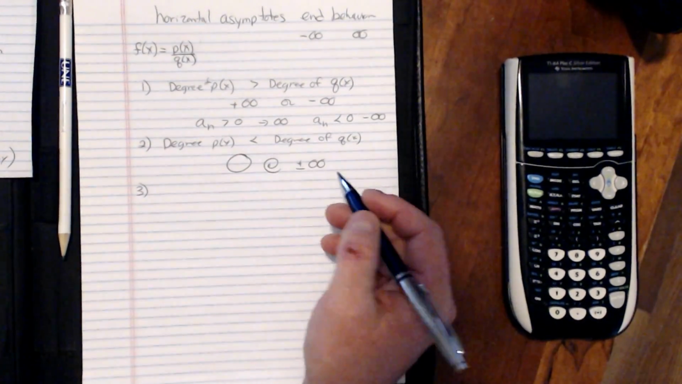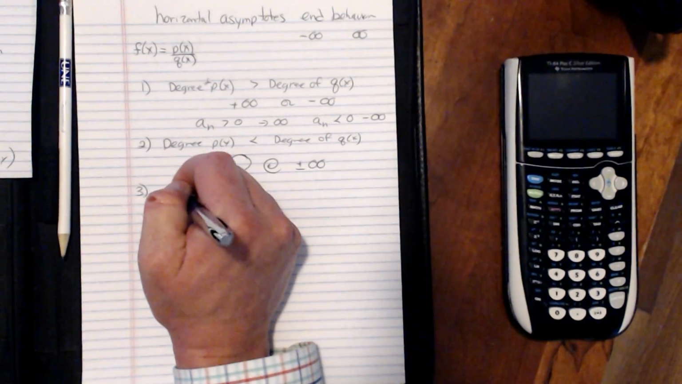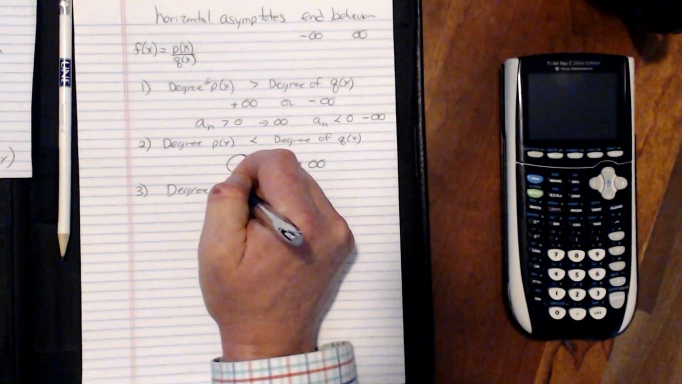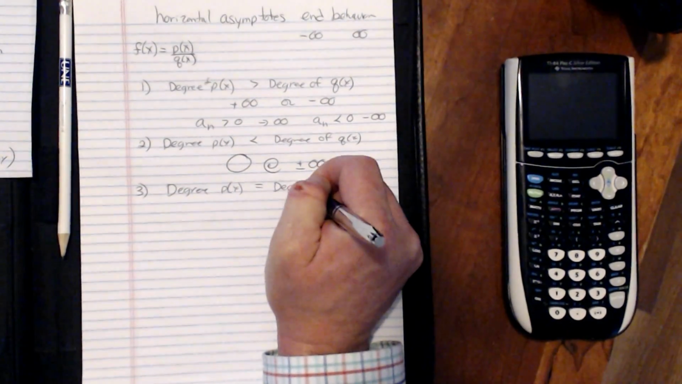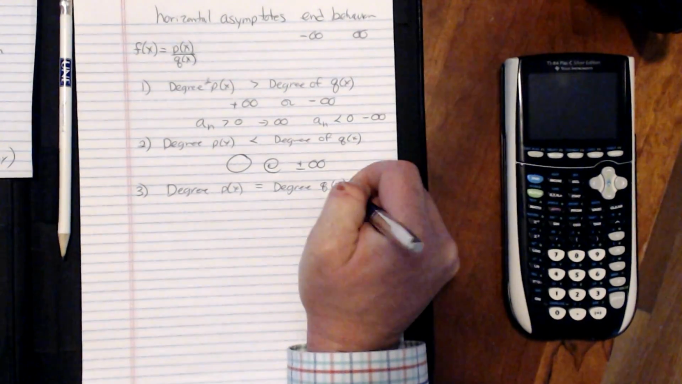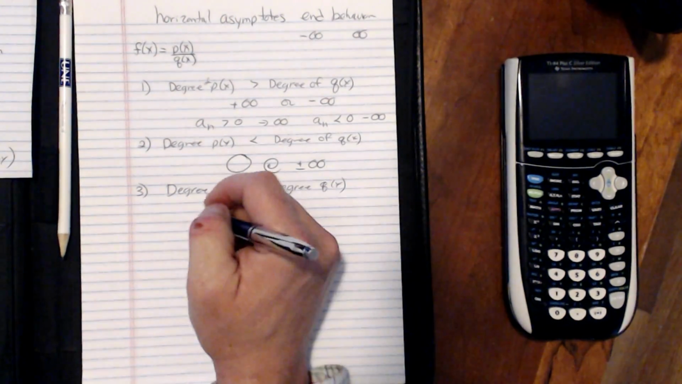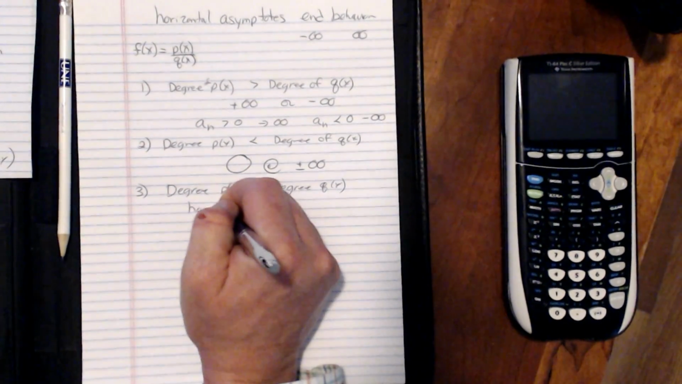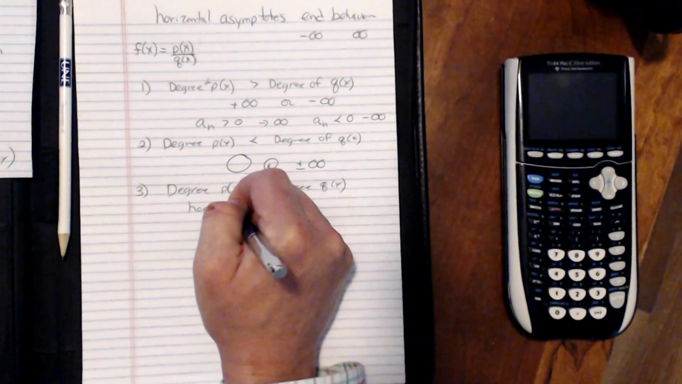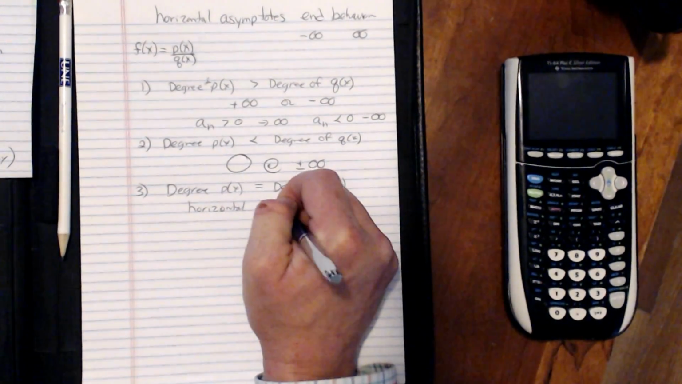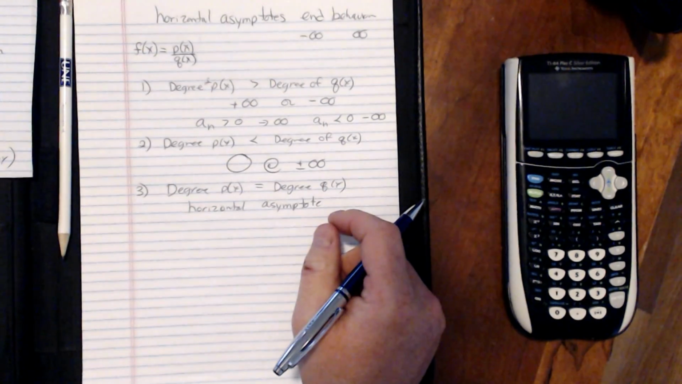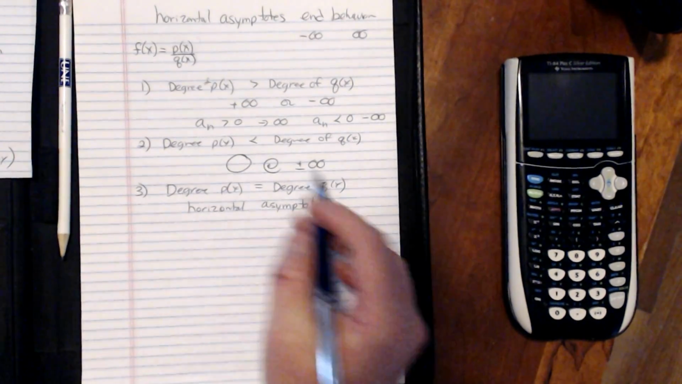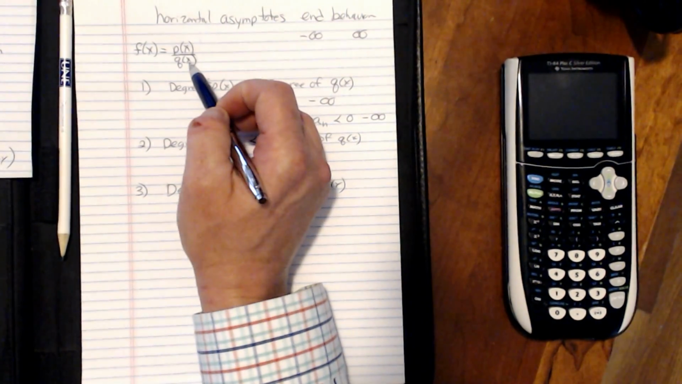Now, if the degrees are equal, then you're going to have a horizontal asymptote. And that's going to be the ratio of the leading coefficients of p of x and q of x.